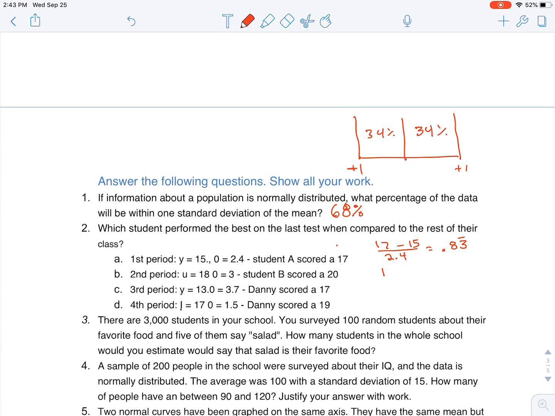So for 2, this time we're going to do the same thing but with the number 18. And now we're going to have 3 divided by 2.4, and that's going to be 1.25. All right, so what we're looking for here is which student performed the best. And I'm not going to do all of them, but I've done 2 of them now, and I think you get the pattern to do C and D. And I can tell you that this student right here in B performed better than A because they were over a full standard deviation above the mean.